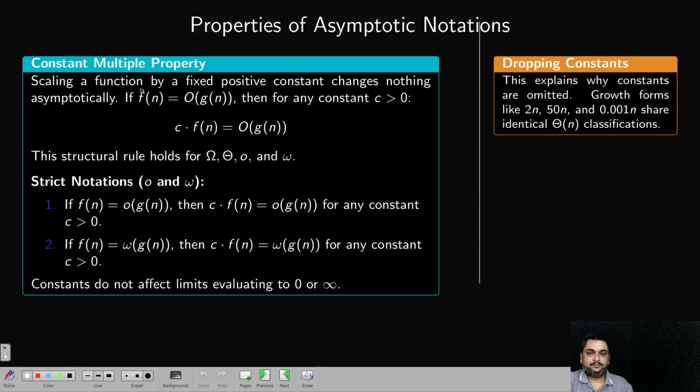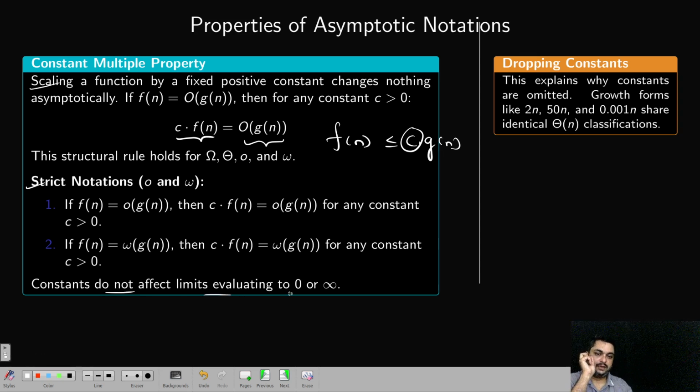Next, you can also multiply by constants, the constant multiple property. In the previous properties you have seen multiplying two functions; here we multiply by constants. By definition itself it holds: c into f of n is equal to big O of g of n, because by definition f of n is less than or equal to c into g of n. So this constant is already being multiplied. It also holds for both the strict family as well as the non-strict family, the big O and little o asymptotic notations.